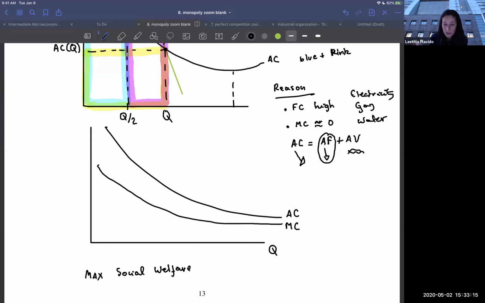And how do we maximize social welfare? Well, by setting price equals marginal cost. Price equals marginal cost always gives you the highest possible surplus. So let's try to set price equals marginal cost here. I'm going to draw my demand curve. So price equals marginal cost means my equilibrium is here.